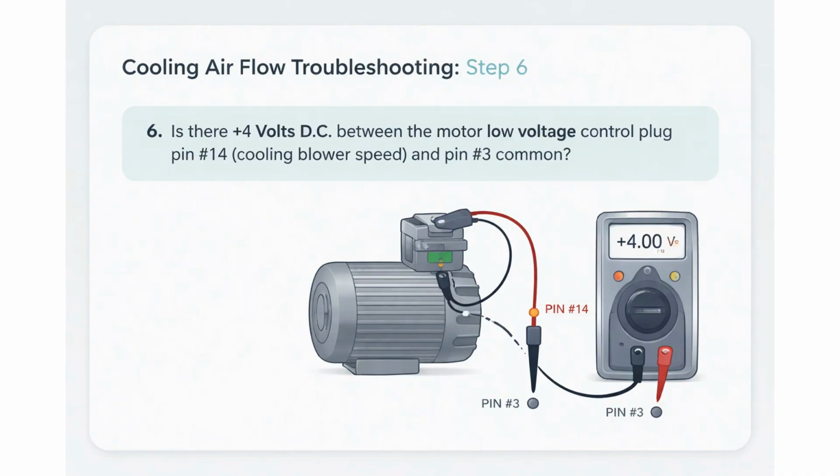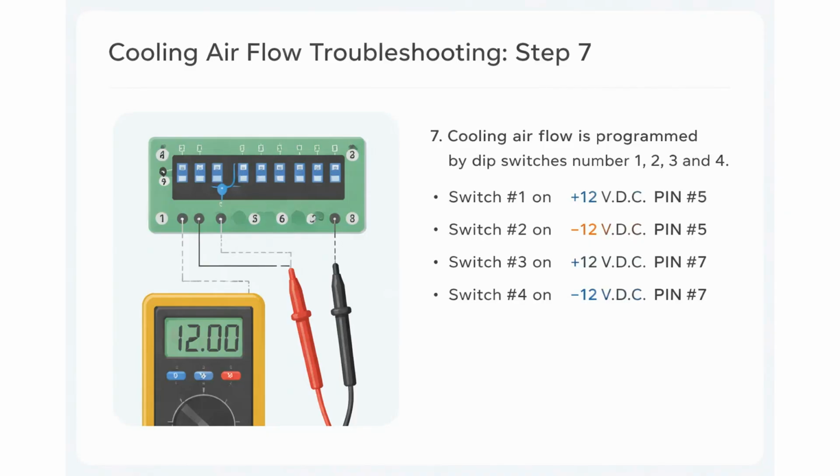Just like the previous steps, if the signal is absent at the motor, trace it back to the control board to determine if the issue is a broken wire in the harness or a failed control board. Step 7 is where we verify the programming.